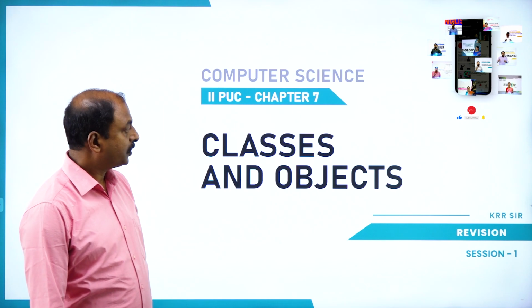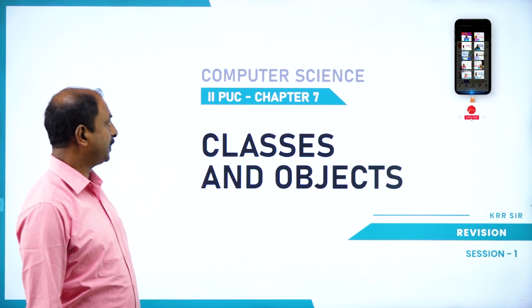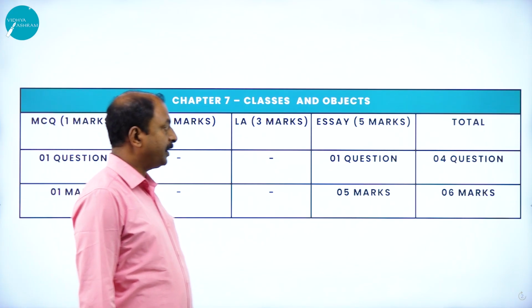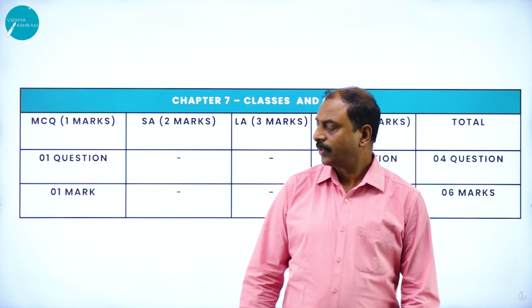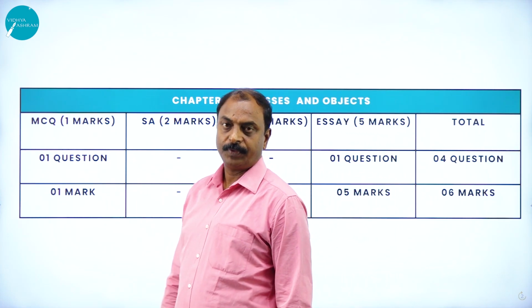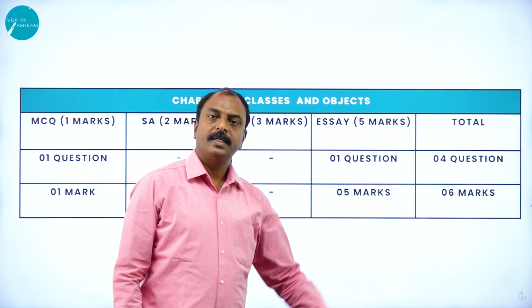Students, let us start our revision class with the chapter Classes and Object, chapter 7. Now the weightage of the chapter is 6 marks: one 5-mark question and one MCQ. So the total weightage of the chapter is 6 marks.